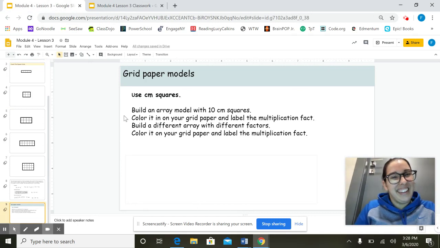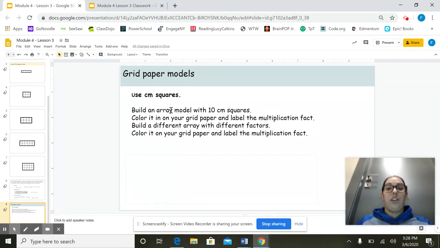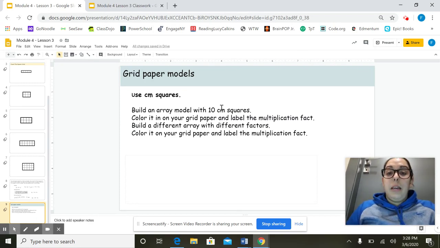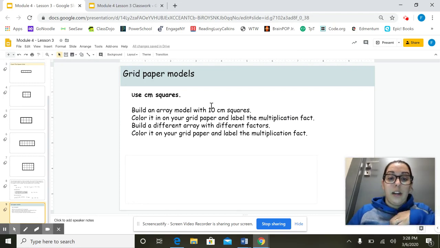Okay, you should have had the paper in front of you now. So what you're going to do is build an array model. Remember our arrays, which is our combination of rows and columns. We're going to build an array with 10 centimeter squares. However you want them to be, the area has to be 10 centimeters squared.